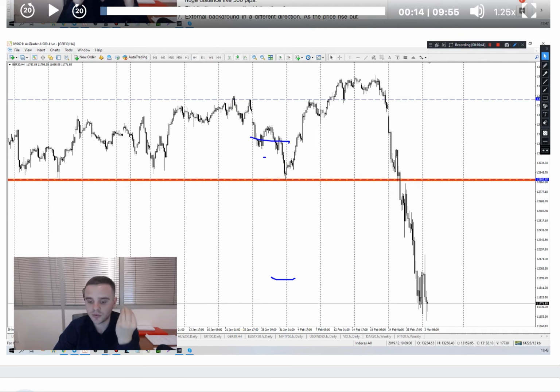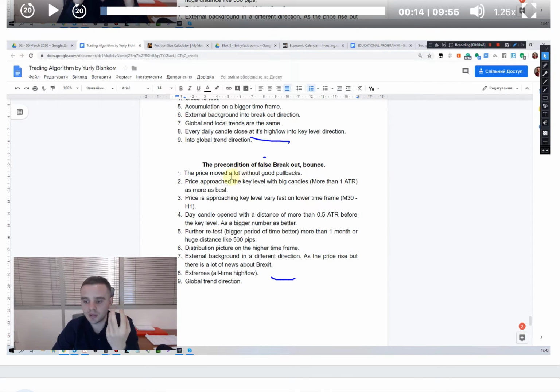It's a powerful level. Friends, what you need to understand, this precondition is not a 100% law and price will not do only that. It's only a precondition. If there are a lot of them, the probability of your entry will rise. That's all. Global trend direction.